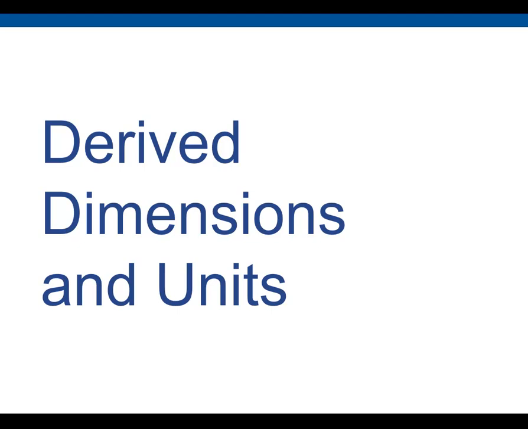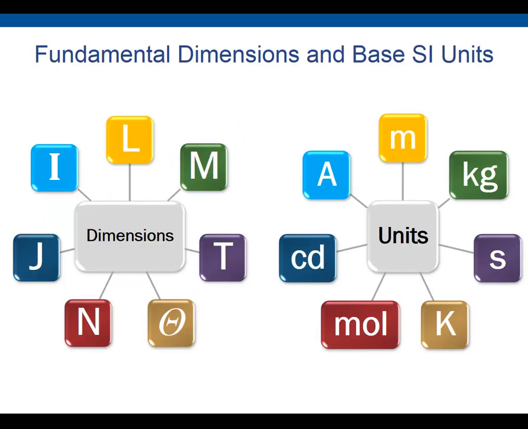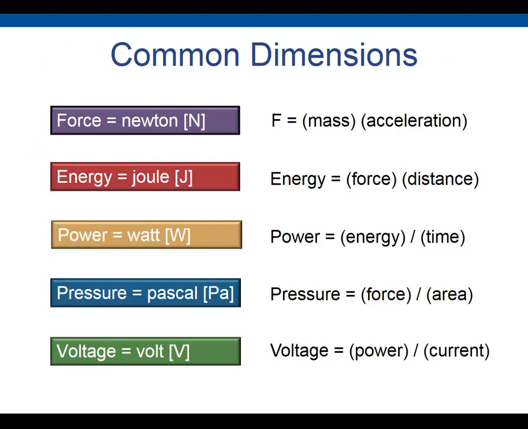The last thing you need to know is the derived dimension and the unit. We learned 7 fundamental dimensions: length, mass, temperature, time, and so on. We can derive other types of units using these 7 fundamental dimensions. For example, everybody knows what a force is. A force is mass times acceleration.